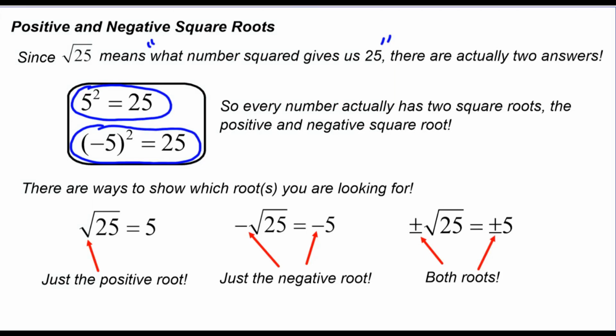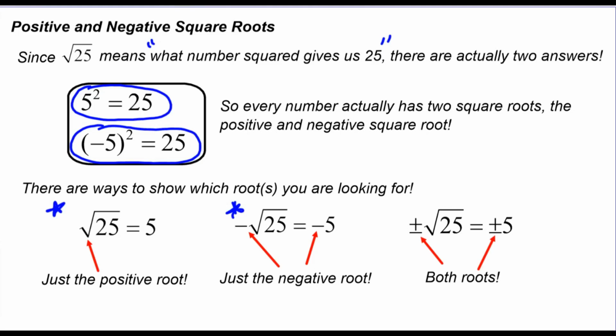Well, how do you know which one we're asking for? Again, we're going to talk a little bit more about some notation. There are ways to show which root or roots we're looking for. If you just see the radical all by itself, like we do right here, that's typically asking for just the positive root. All we want is the positive square root. So when I see the square root of 25, typically we say that the square root of 25 is 5. It's assumed that we're asking for the positive one. If we want the negative square root, we just put a negative sign in front of it, like we did here. A negative in front of the radical means the negative square root of 25. That would be negative 5.